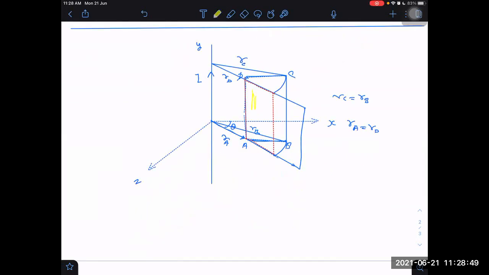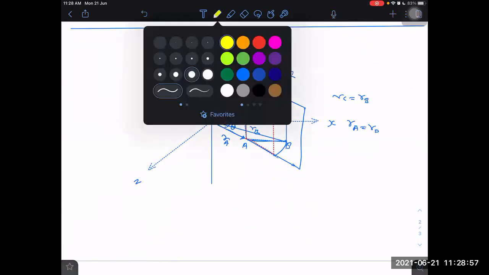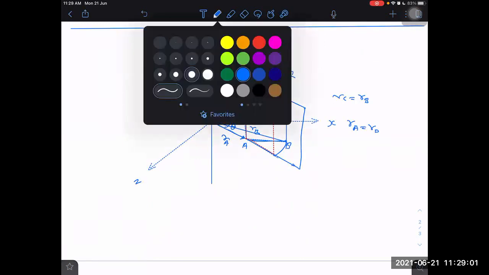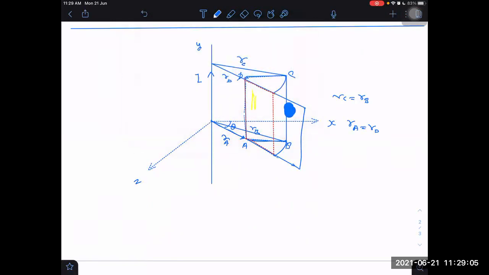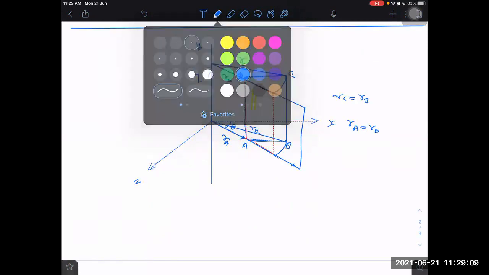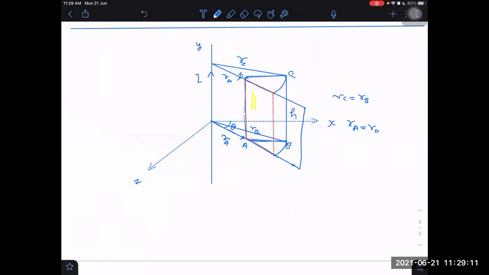So what is the answer now? I think you can quickly answer it. If RC is given and RA is given, and this height H is given, then we can get the answer easily.